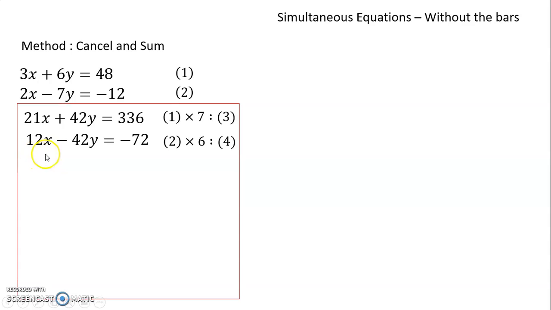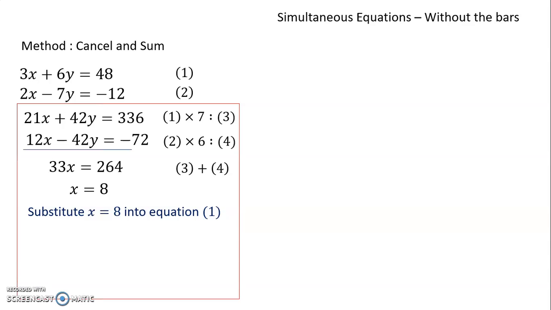So now I can sum, and I'll be able to create my zero pair with my positive 42y and negative 42y. So 21x and 12x makes a total of 33x. And then I've got 336, and negative 72 gives me 264. So final step to find x, I'm going to need to divide both sides by 33, and that gives me x equals 8.